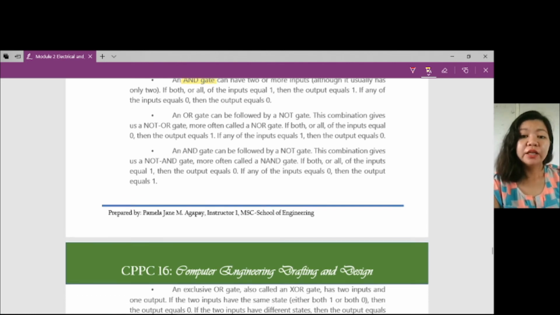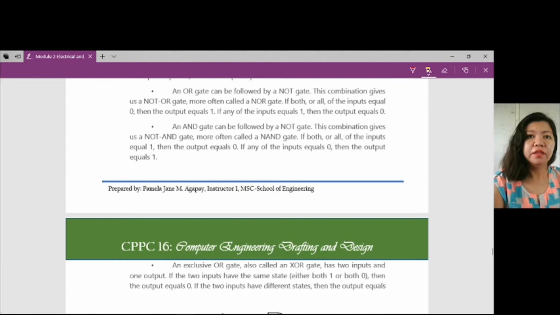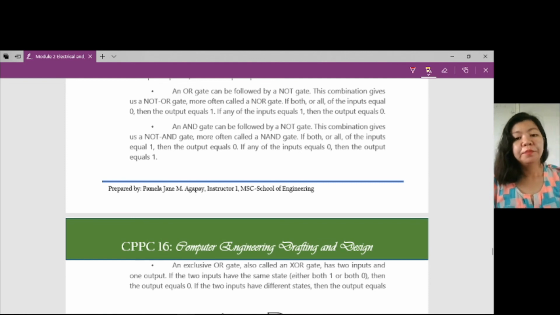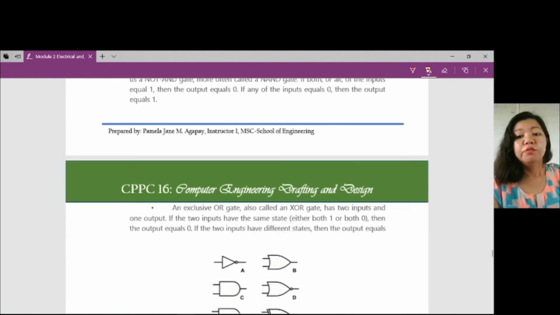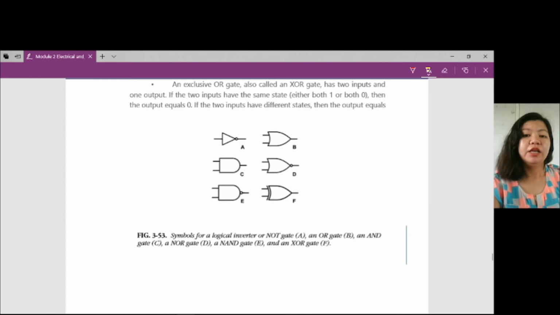So, the AND gate can also be followed by a NOT gate, therefore, turning it into a NAND logic gate. So, a NAND logic gate, ganun din, kung anong output niya, i-invert. So, if you have a 0, 1, the AND gate will output 0, but the NOT gate will convert it into 1.